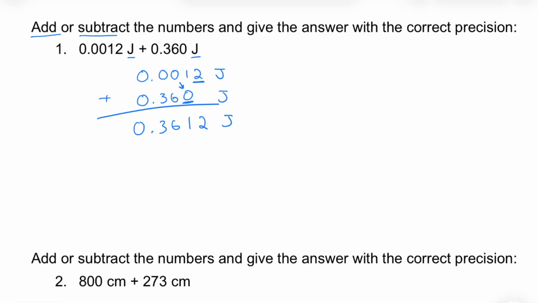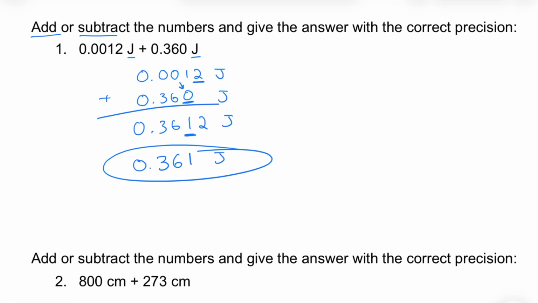This is giving us a less precise number of joules than the 0.0012 joules number. And so we will limit the precision of our answer to that place value, the thousandths. So we will round off to that thousandths place value. And that, of course, gives us 0.361, since the 2 will round down to 1 joules. And that is our answer.